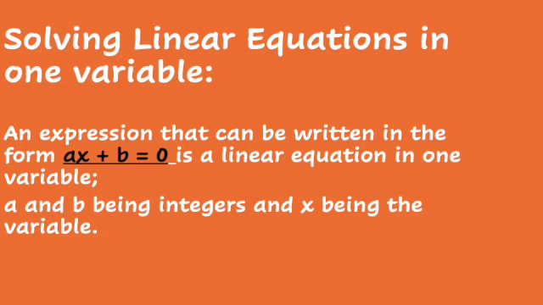So any expression that can be written in the form ax plus b equal to 0 is a linear equation. Here we have one variable, which is x, and a and b are integers. So we'll be trying to find the value of x that satisfies the equation.